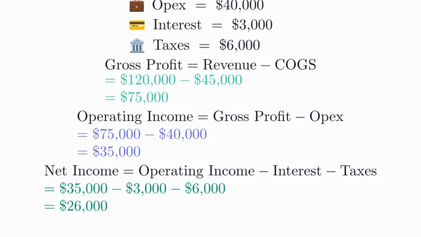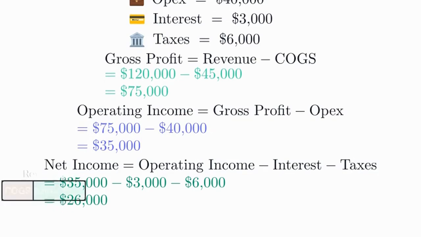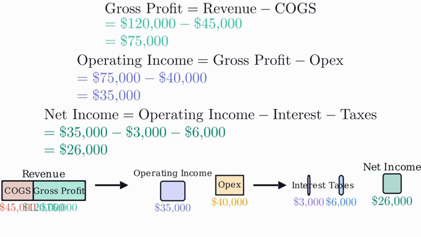Next, operating income equals gross profit minus operating expenses, which is $35,000. Finally, net income equals operating income minus interest minus taxes, which is $26,000.